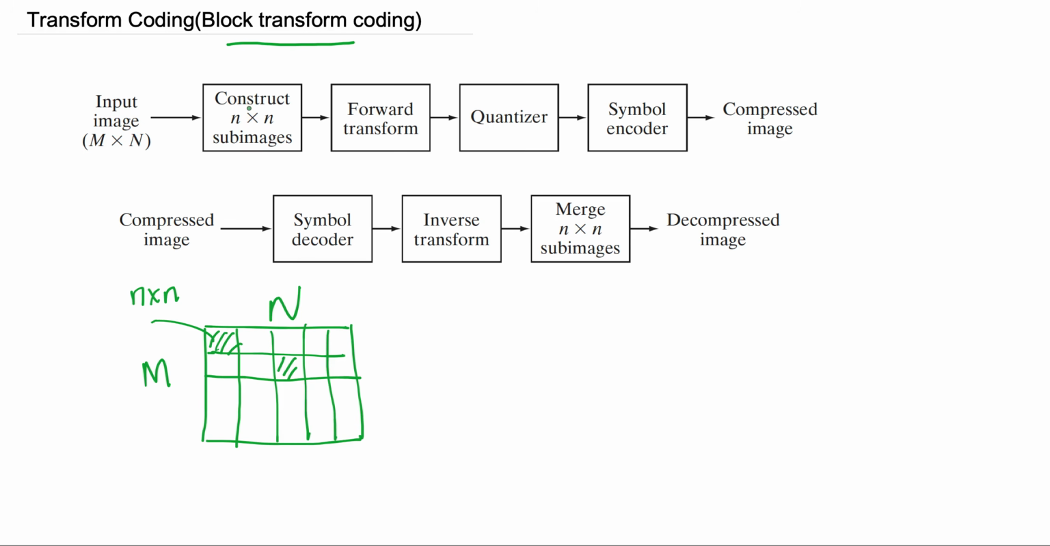Once you construct the n by n sub images, we will do the forward transform for each of the sub images. The forward transform can be any of the transforms that we have seen already, such as the DCT, the discrete cosine transform, or the DFT, or the Hadamard transform, etc. So we will be finding the transform of each of the n by n sub images.